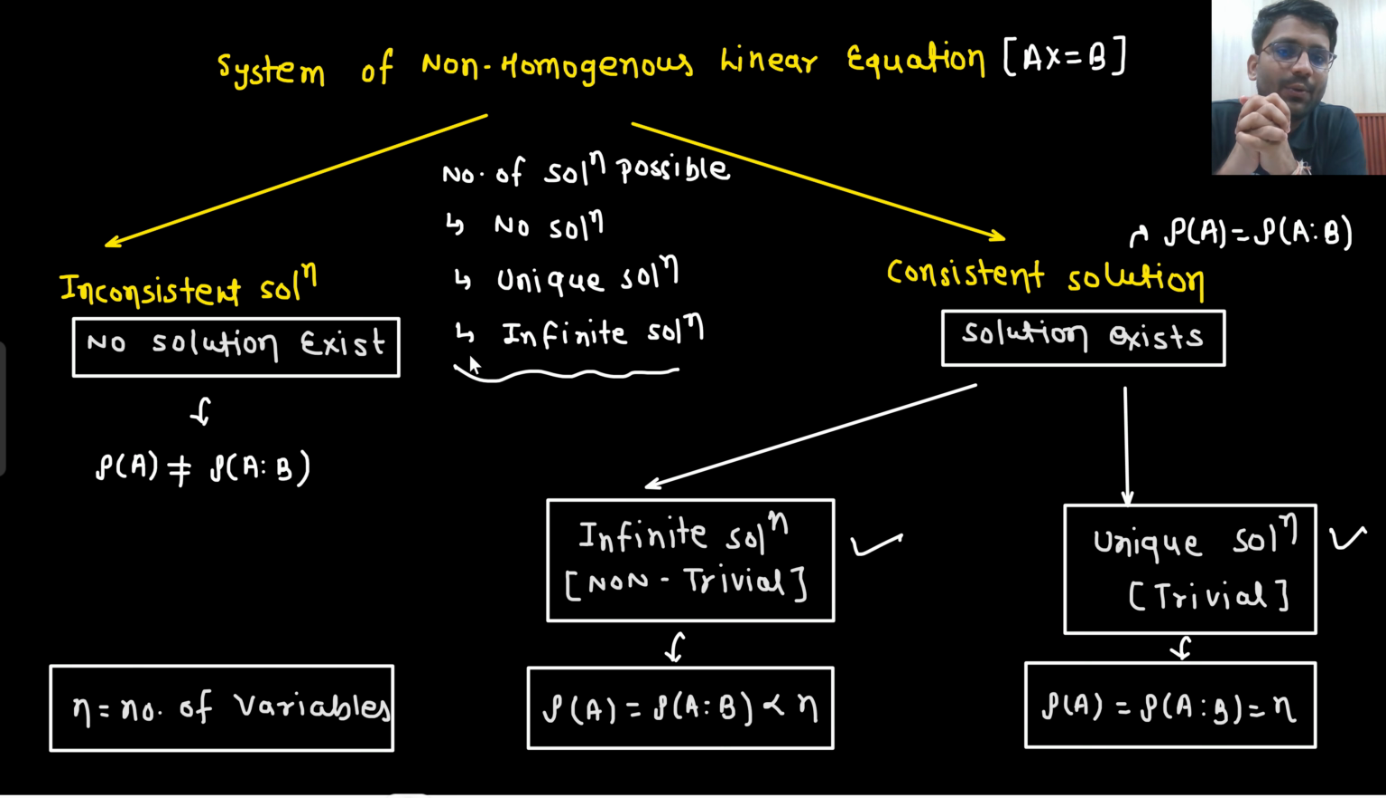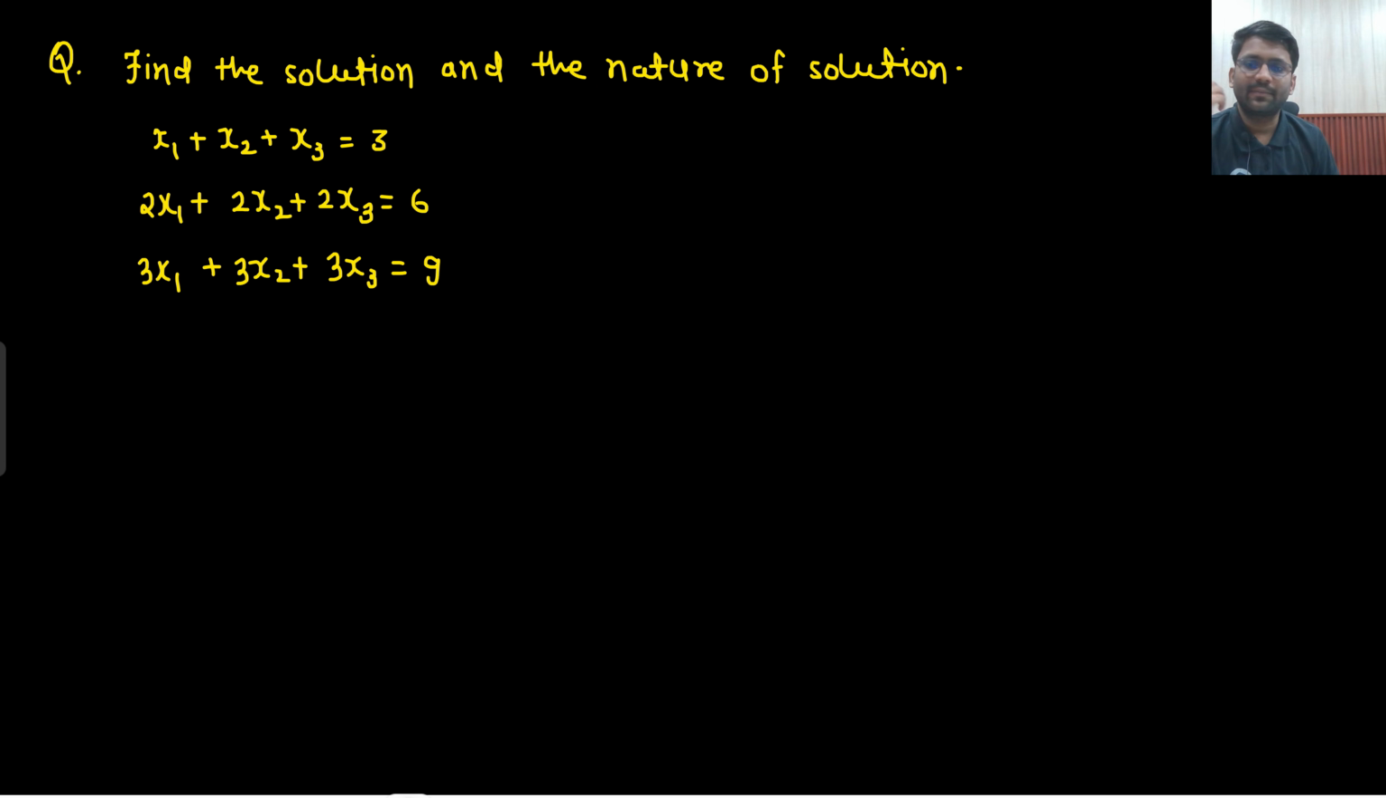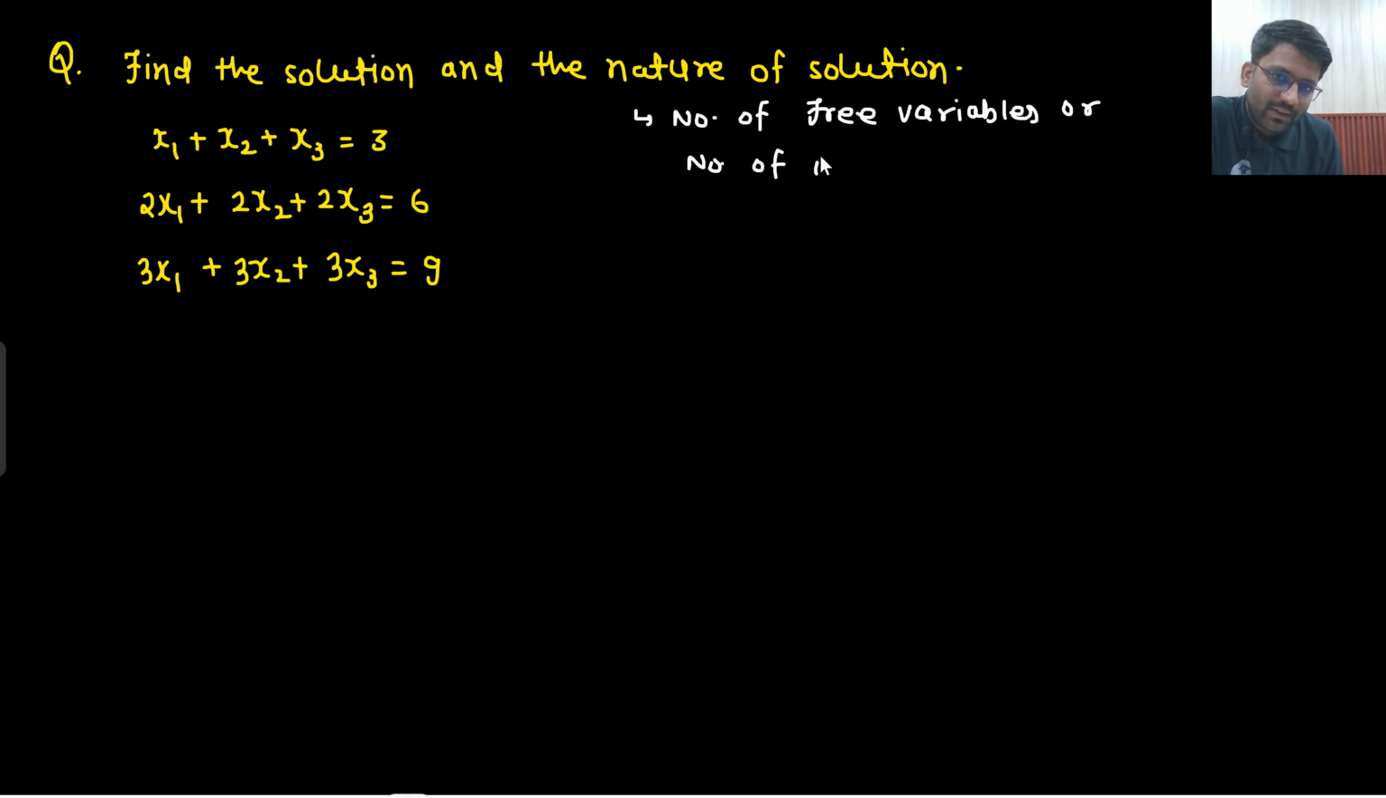So this was the scenario of our non-homogeneous linear equations. Say yes or no. Next, do we have some questions? Yes. Find the solution and the nature of solution. You need to tell the solution of these equations and the nature of the solutions as well. And tell the number of free variables as well, or what could be the other name, the number of independent solutions.